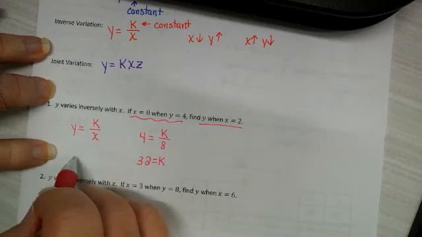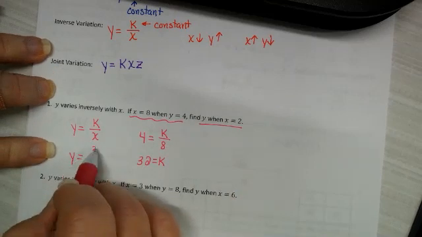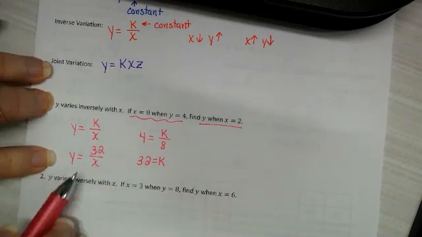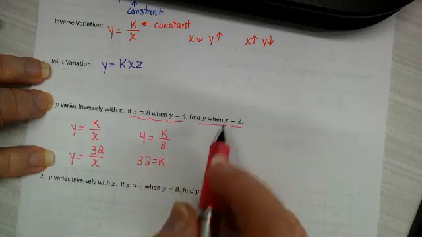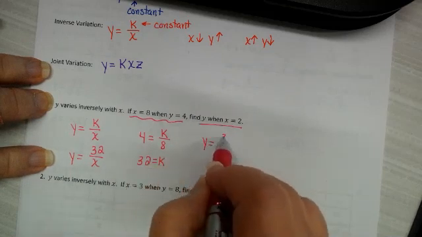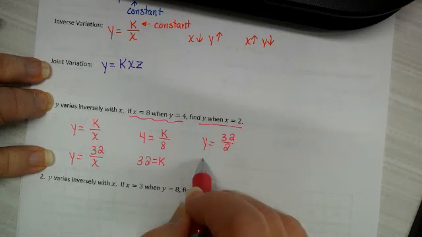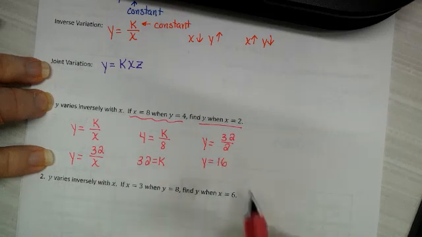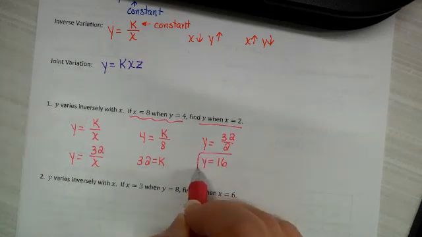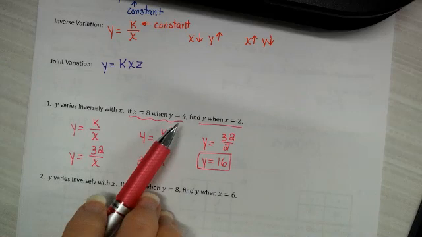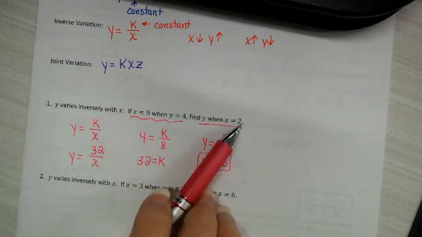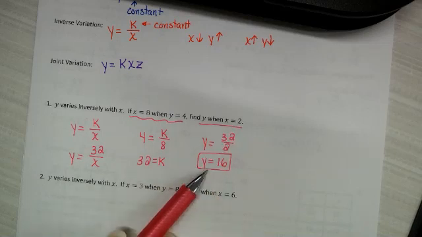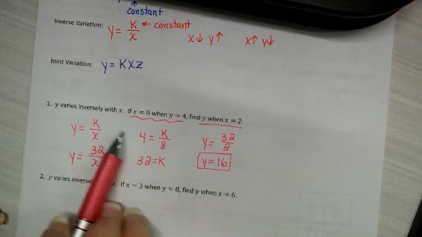So my equation that I'm going to use is y equals 32 over x. Then we come over here, find y when x is 2. So we plug in x is 2, and we find out that y is 16. And there's our answer. So if y was 4 when x was 8, x is 2. Notice x got smaller, y got bigger. Inverse variation. But that's all we do.